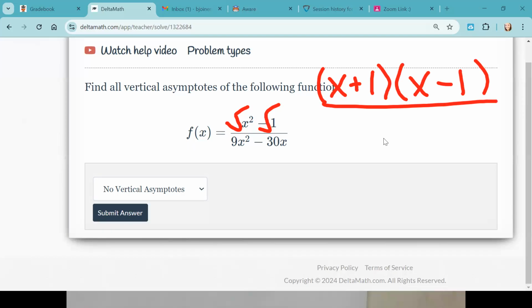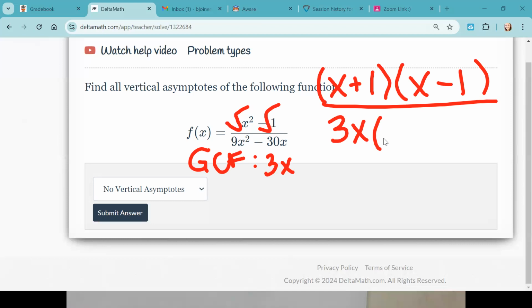Okay, then look at the bottom. Okay, do those have something in common? Okay, GCF, very good. What can we divide out of each term? And an X, very good. So I'm going to take a 3X out.